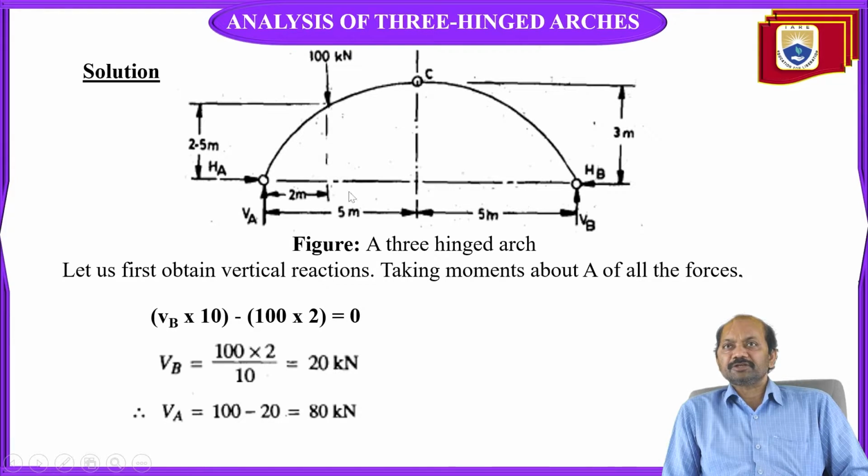acting at these hinges. The reactions are VA, the vertical reaction at support A, and VB, the vertical reaction at support B. HA and HB are the horizontal reactions: HA is the horizontal reaction at support A and HB is the horizontal reaction at support B. Now we have to find out the values of VA, HA, VB and HB with the given information.